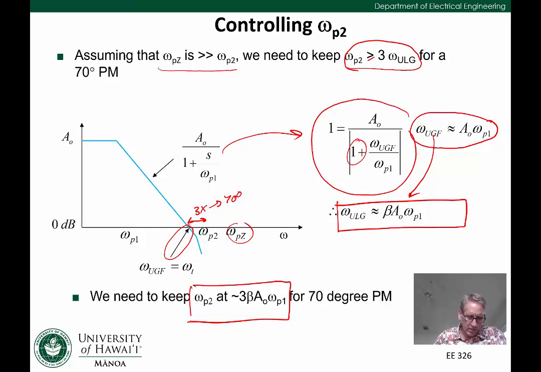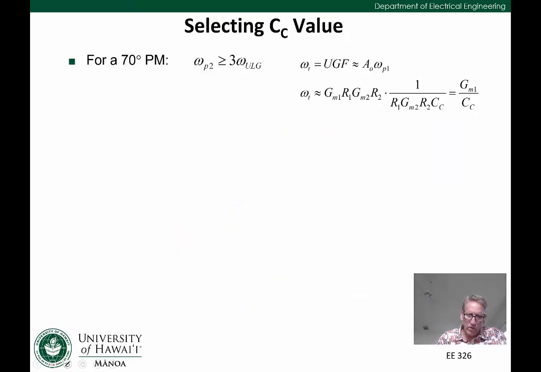Okay, so we can use this information to help us pick a value for CC. So let's walk through how we might do that. We just mentioned that for a 70-degree phase margin, we need omega P2 to be greater than or equal to 3 times the unity loop gain frequency.